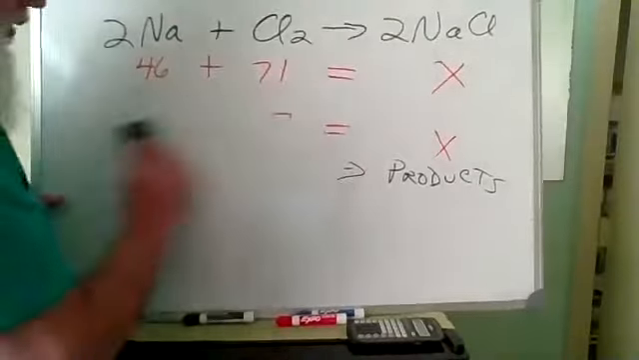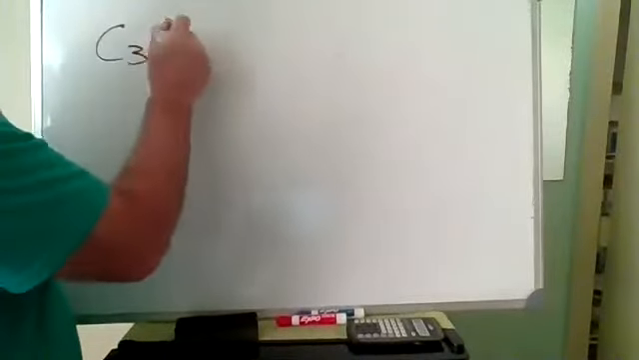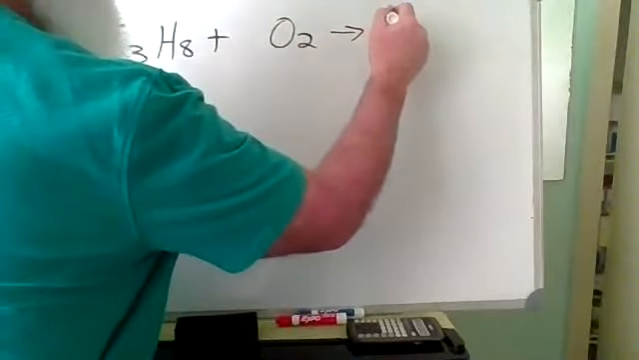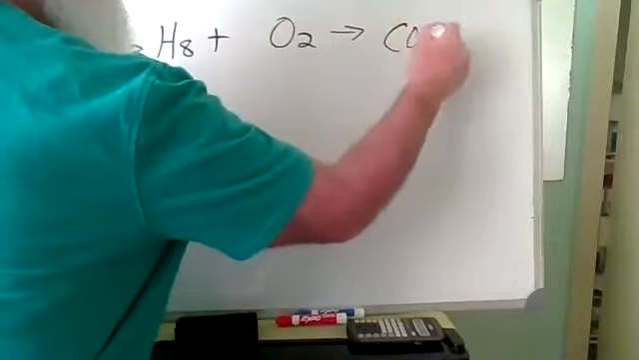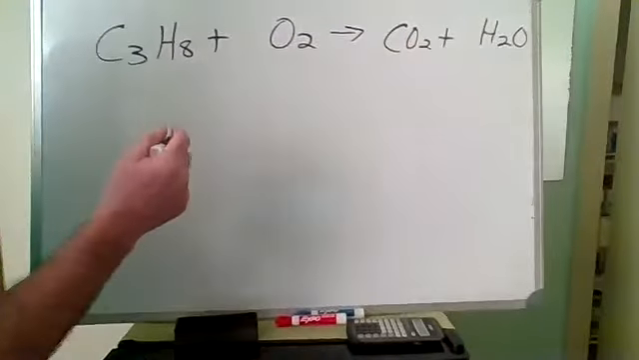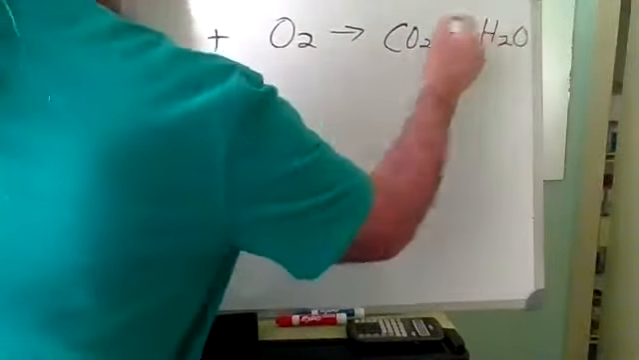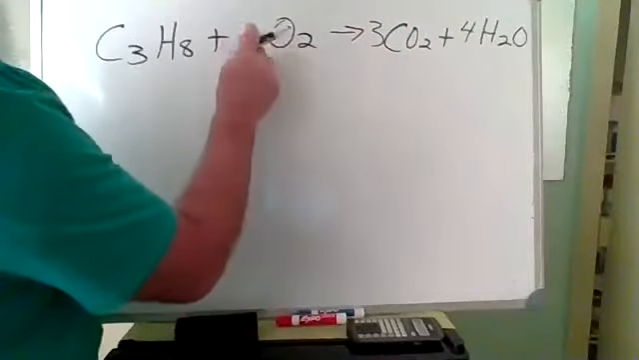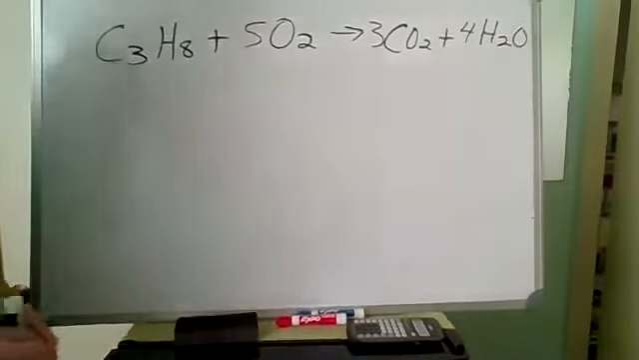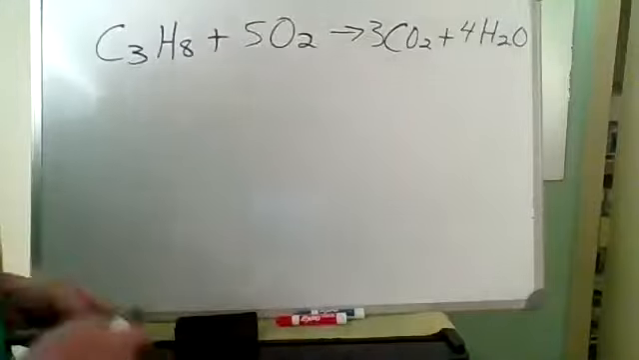All right, so I'll do another one here. Let's look at, so we'll burn some propane here. Plus O2 gives 3 CO2 plus 4 H2O, with a 5 in front of the O2. This is the chemical reaction for the combustion of propane gas.